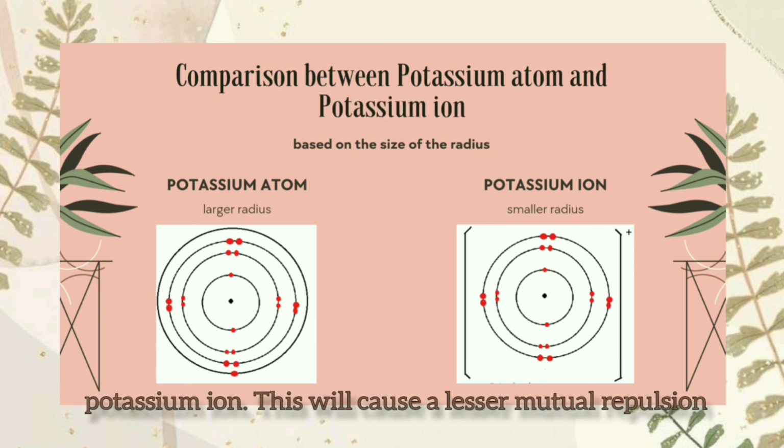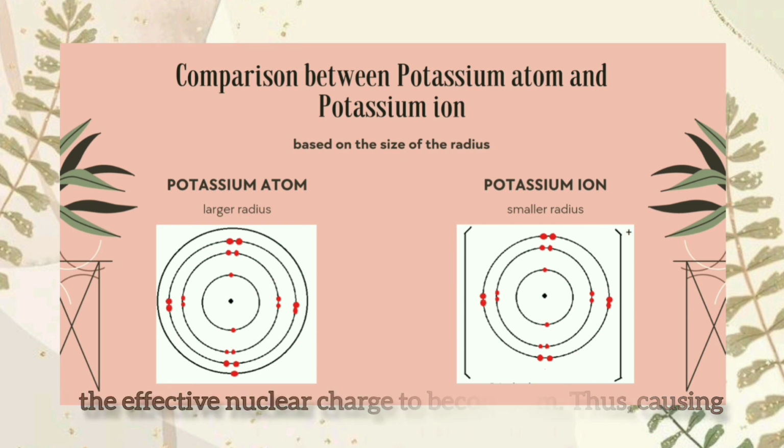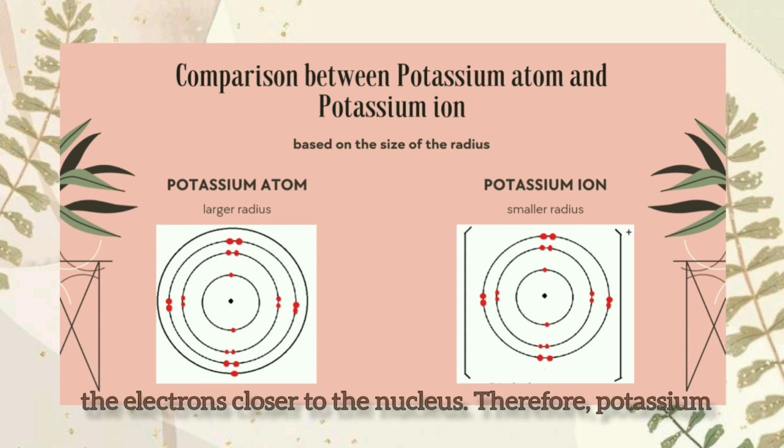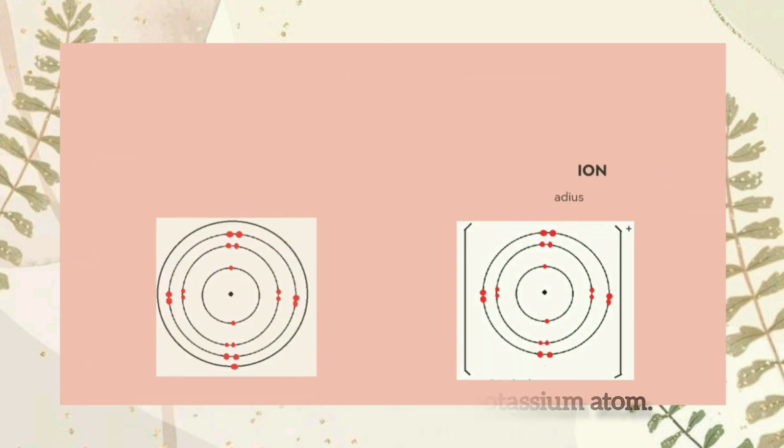This will cause lesser mutual repulsion between electrons than in the potassium atom, thus causing the effective nuclear charge to become stronger and pull the electrons closer to the nucleus. Therefore, the potassium ion has a smaller radius than the potassium atom.